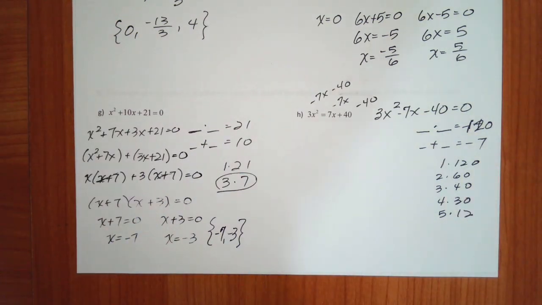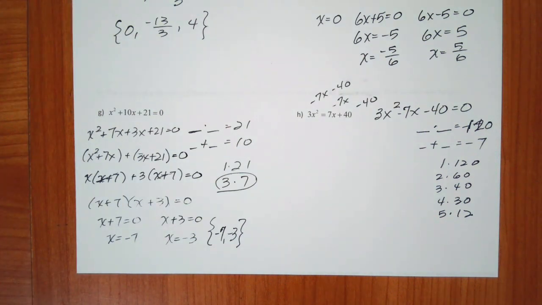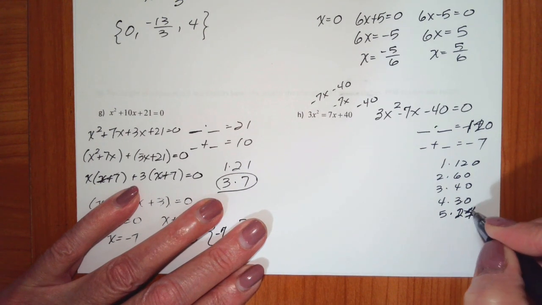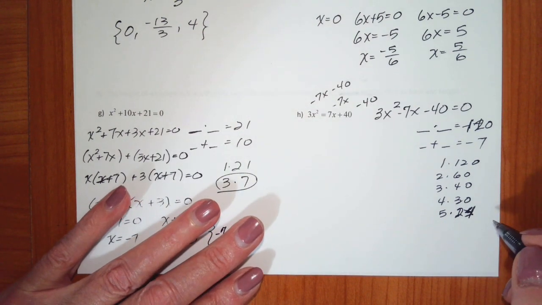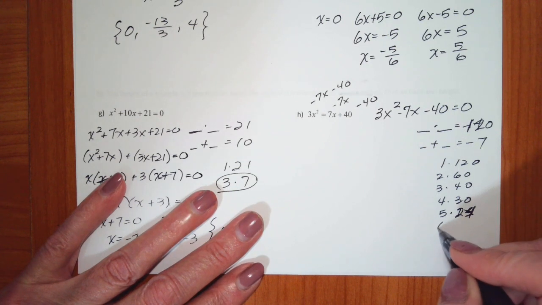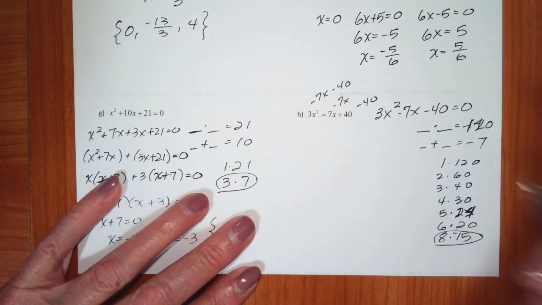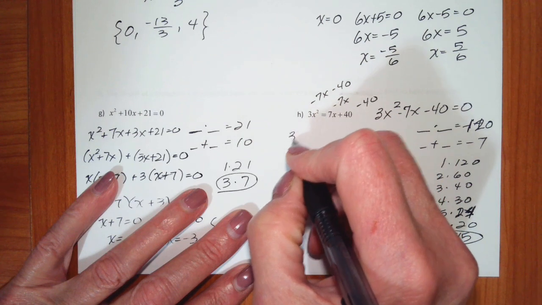That's not right, though. Oh, it's not 5 times 12, it's 5 times 24. So 6 times 20, 8 times 15. That's what I'm looking for, the 8 times 15. All right, so that's how I'm going to split it up.